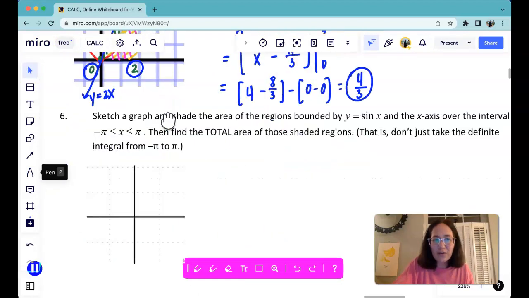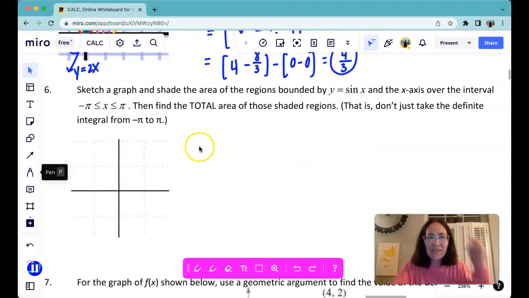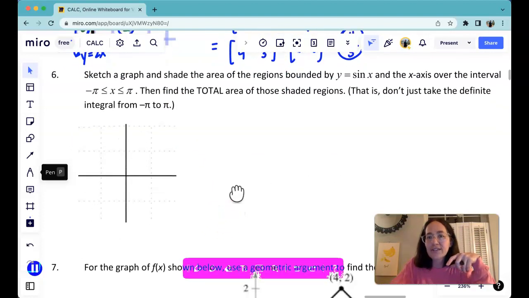Lastly, I want to look at number 6. It's got a little bit of trig in it, right? It says sketch a graph, shade the area of the regions bounded by y equals sine of x and the x-axis over the interval from negative pi to pi. Ooh, okay, so we got to think back to what sine looks like.